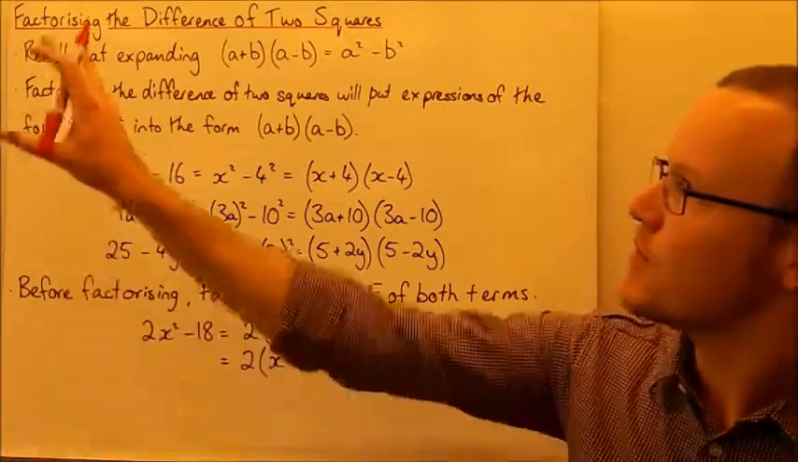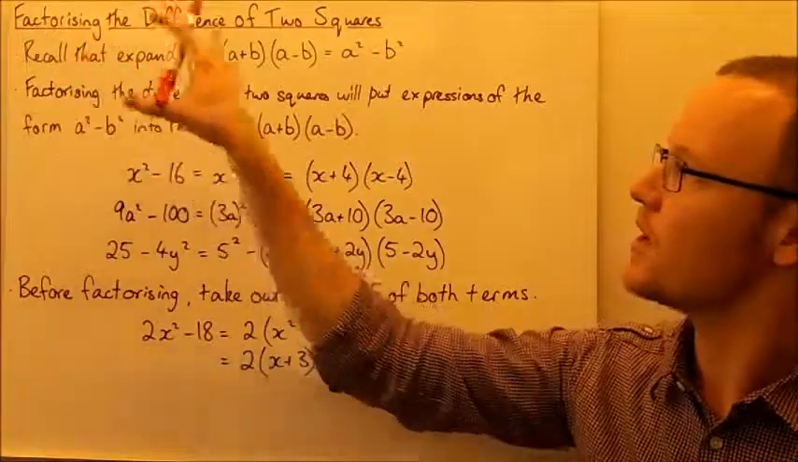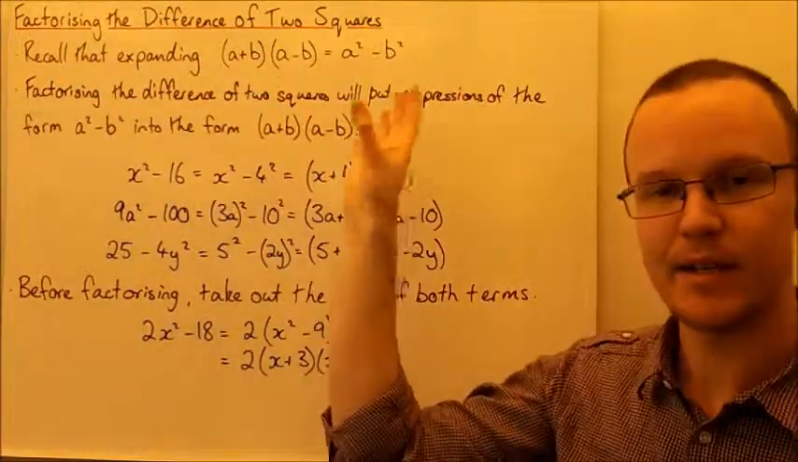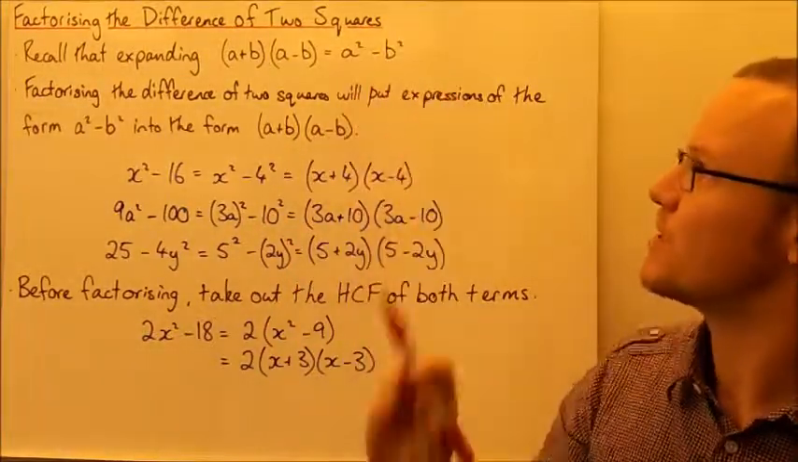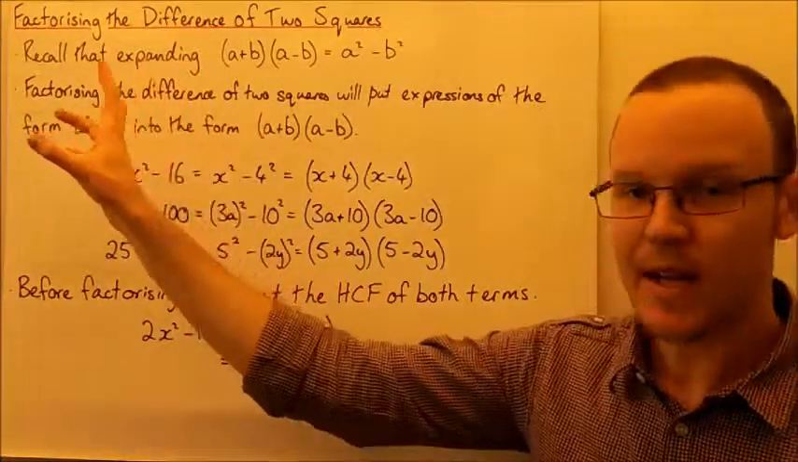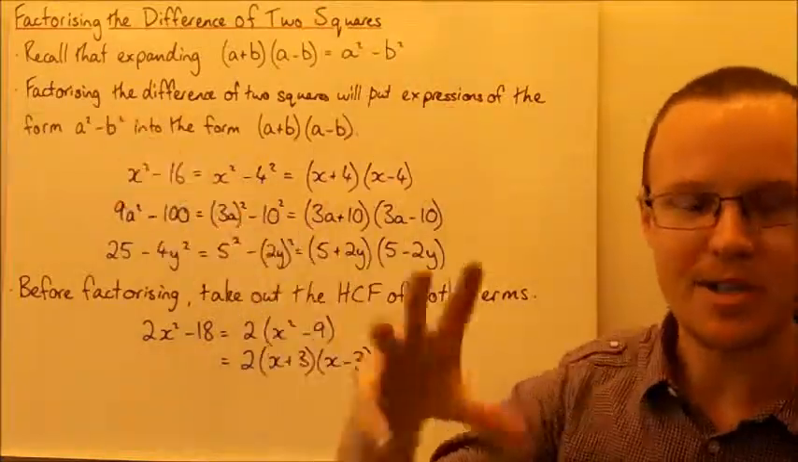Today we're going to look at factorising the difference of two squares. So remember that if we expand this binomial product here, a plus b times a minus b, we get this form, a squared minus b squared, and that's called the difference of two squares. If we factorise the difference of two squares, we look at doing the opposite to expansion.